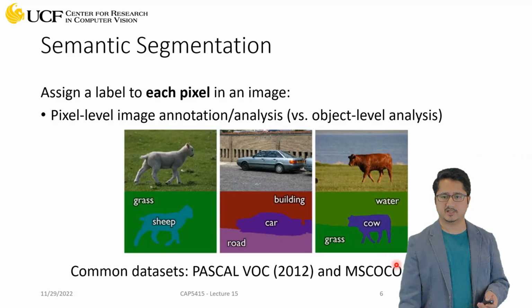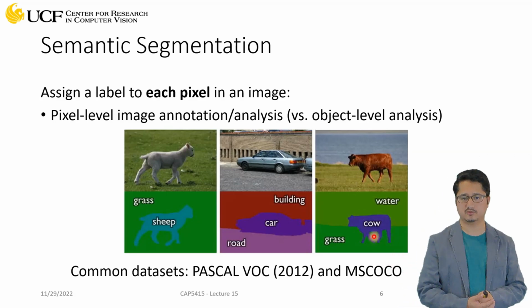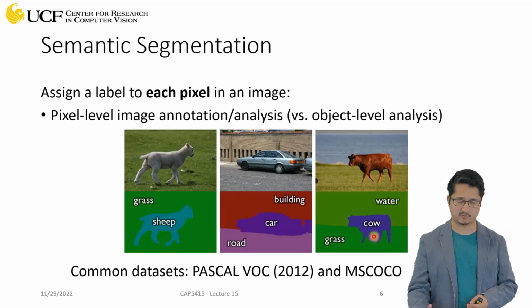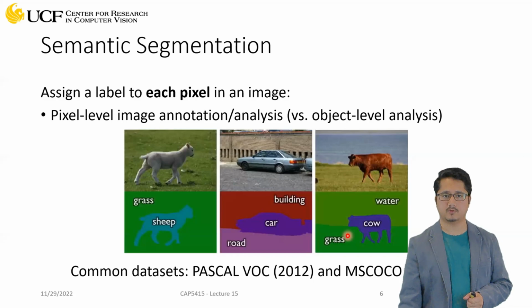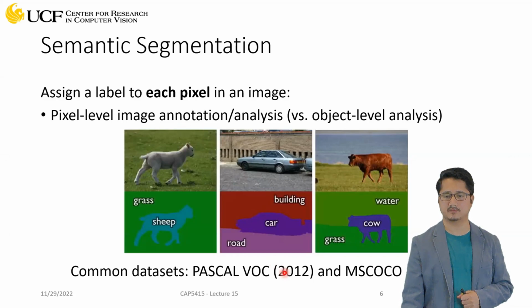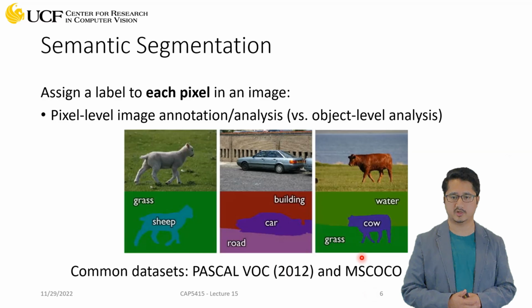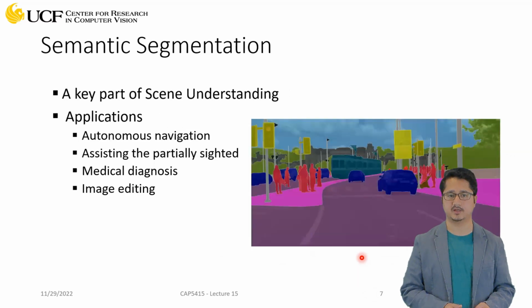So that's semantic segmentation. And of course, for deep learning, not just deep learning, for any computer vision problem, you need some kind of data set to work on. And for semantic segmentation, we have Pascal VOC and MS COCO. So these two popular data sets are mainly used. Okay, and there are other data sets as well, but those two are the most important ones.